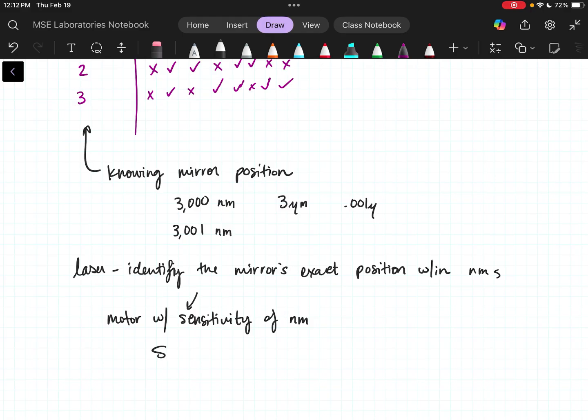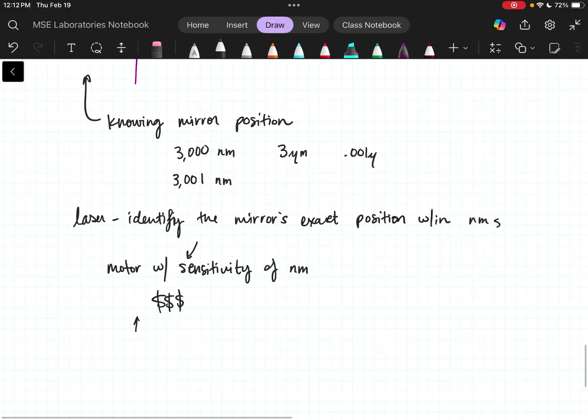So we had two paths here. We could either get a motor with sensitivity of nanometers. That's expensive, and that is high tech. And it's really sensitive to vibration. This is an expensive and easy to break system.